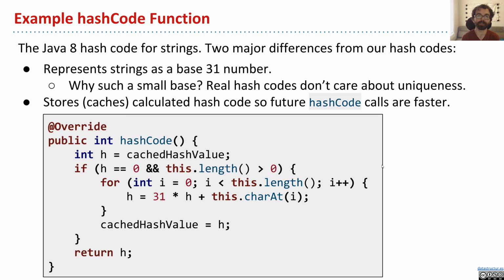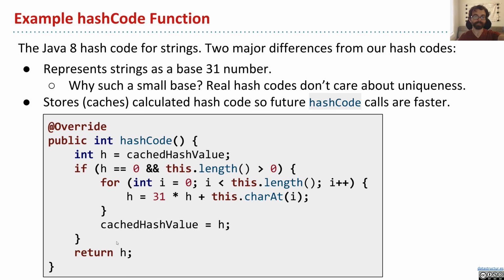So let's see a real hash code example in Java. This is what the hash code for strings looks like in Java 8. It first looks up a stored hash value. If it has not already been computed, so basically if the stored value is 0, then it will compute it. How does it do it? It treats the current string as a base 31 number, and then stores the hash value it just computed and then returns it.